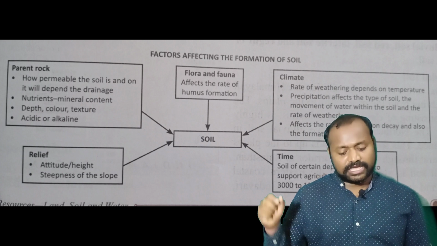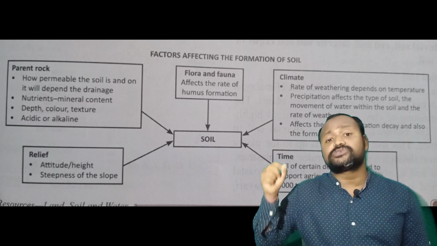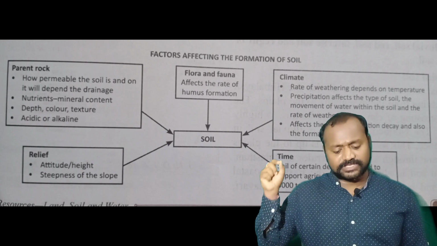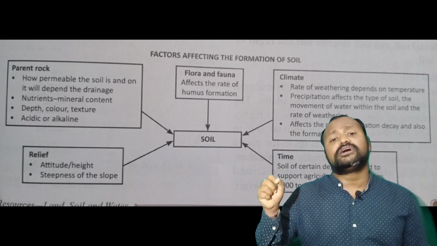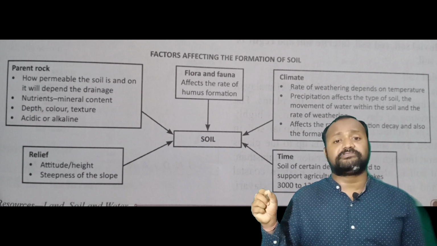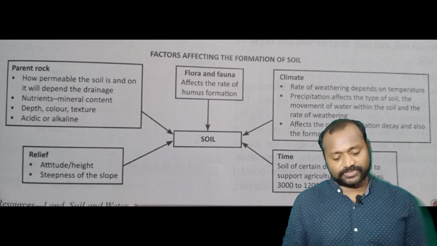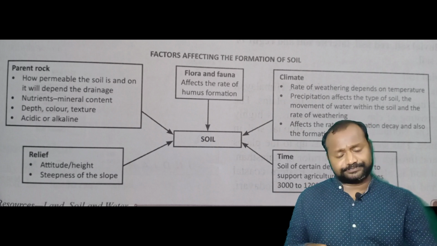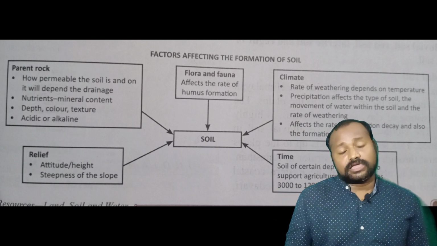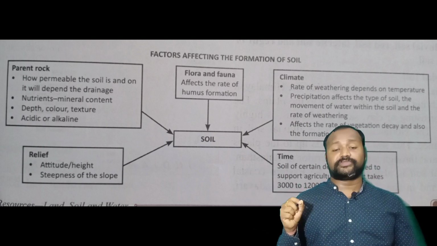Next is what? The decomposition, or the process of decaying of the natural vegetation and wildlife, completely depends upon the climate. If the temperature is perfect for decomposition, then humus formation will be faster. Another thing is that the rate of weathering also depends upon the climate. Time. Time is also another factor for the formation of soil.